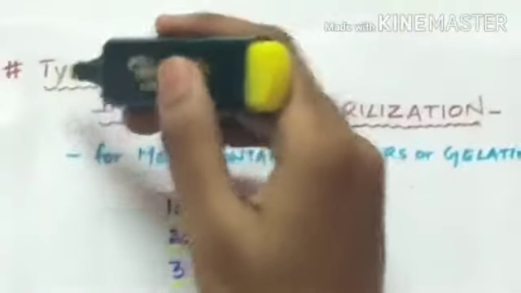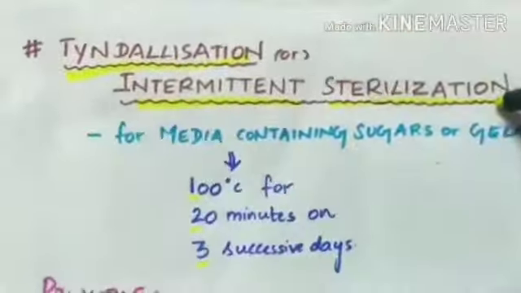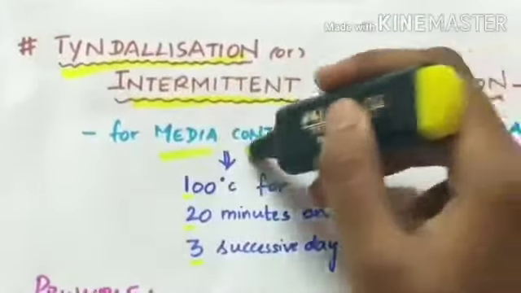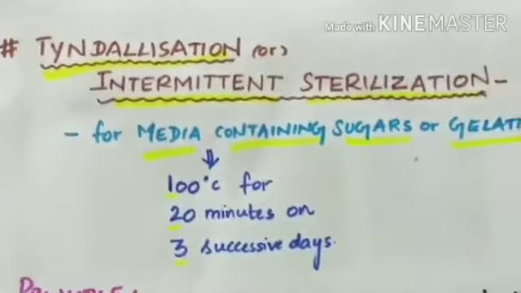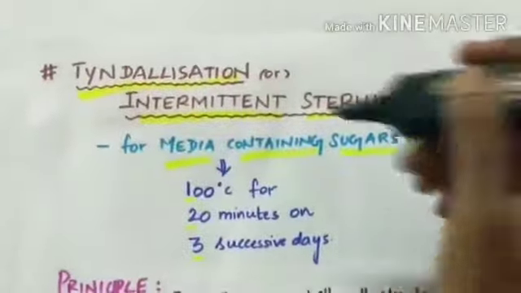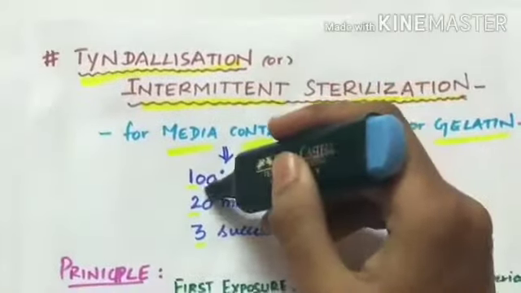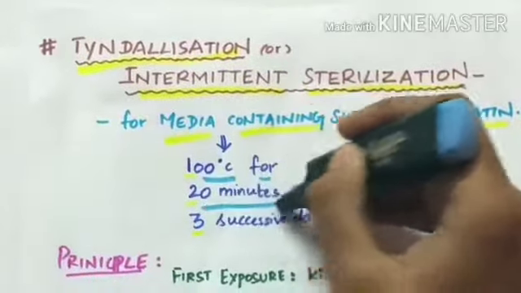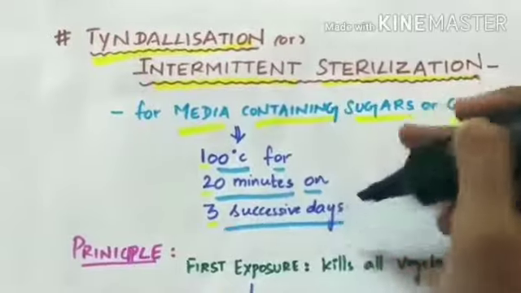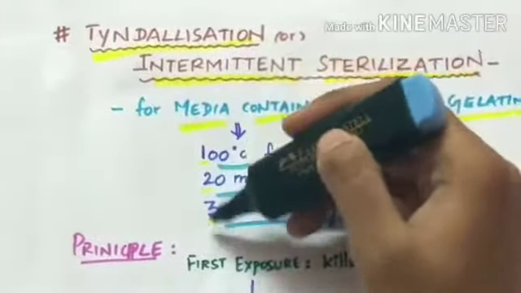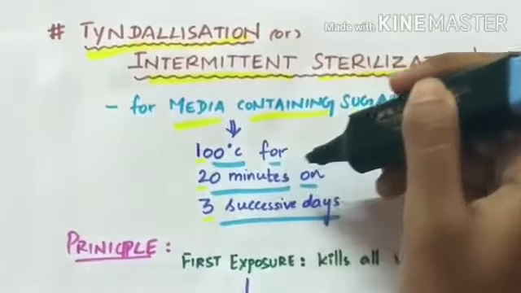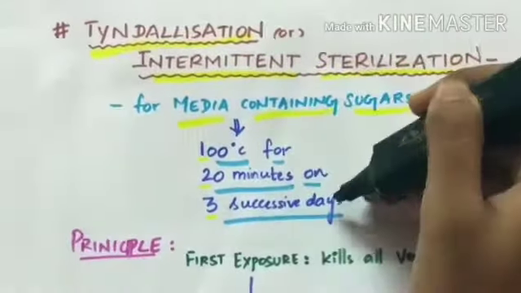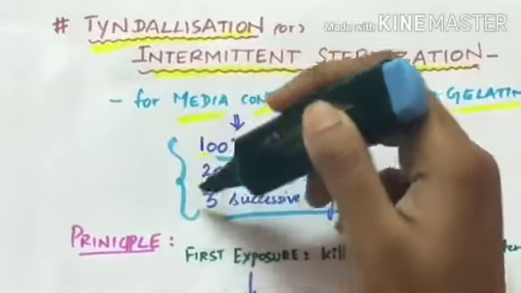Next method of sterilization is tyndallization, also called intermittent sterilization. This is done for media containing sugars or gelatin. Here, the media is sterilized at 100 degrees Celsius for 20 minutes on 3 successive days. So 1, 2, 3: 100 degrees Celsius for 20 minutes on 3 successive days. Easy way to remember.